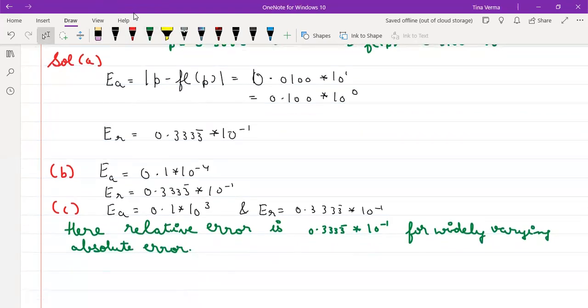Here the absolute error came out to be 0.100 into 10 raised to the power 0. The same you get, the relative error is 0.333 into 10 raised to the power minus 1. In this example also you got the same error, but your relative error is varying widely, right? That means it is considering the position as well, but the relative error remains the same. Only the position is changed, the number is the same. So the measure of the relative error that you consider is better than the absolute error.